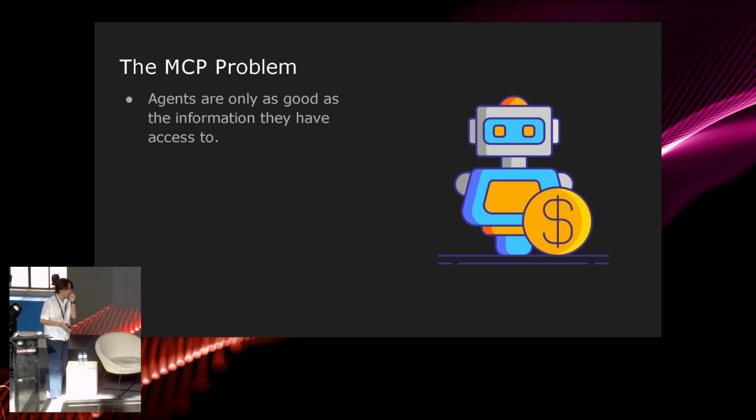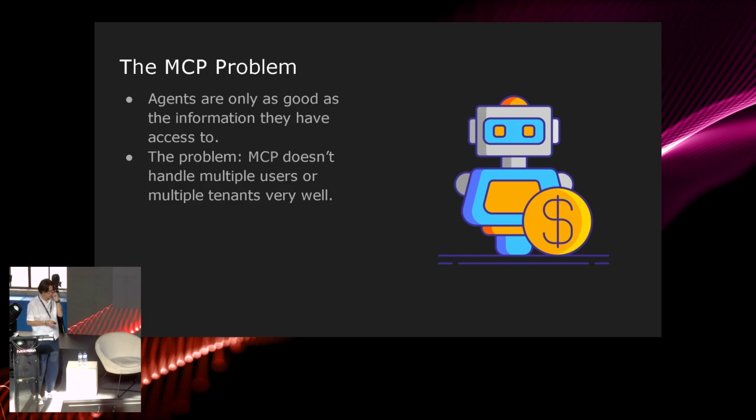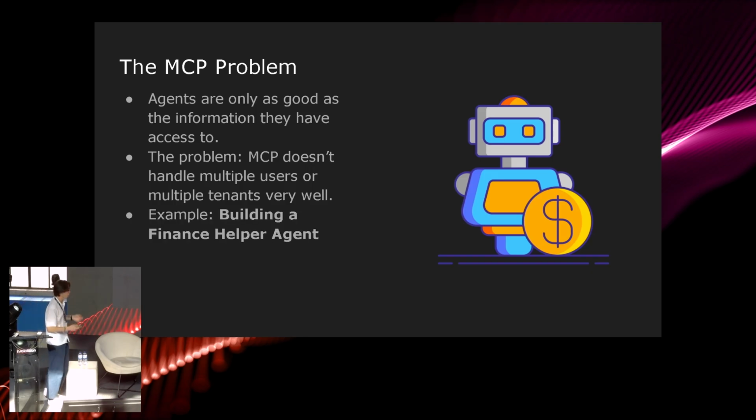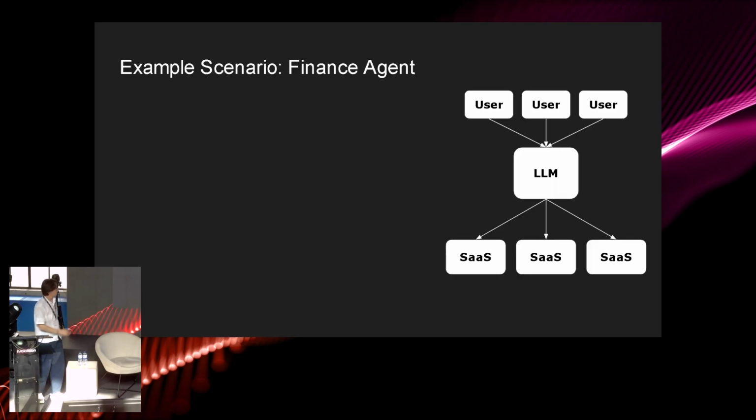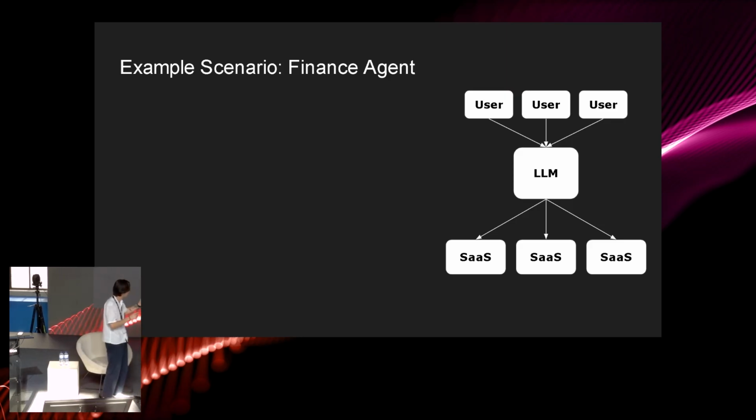We've established that agents are only as good as the information they have access to. The problem is MCP isn't really designed for large business use cases. To demonstrate this, I'm going to look at it from a finance helper agent that we'd build.